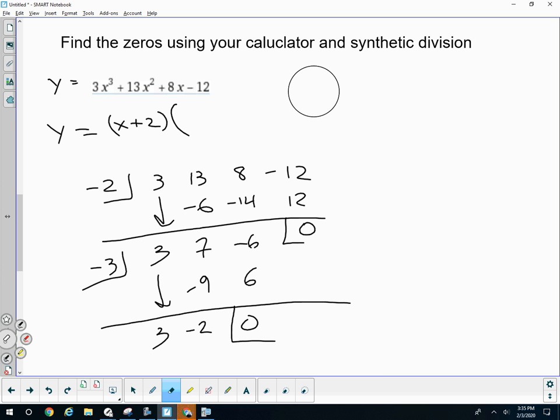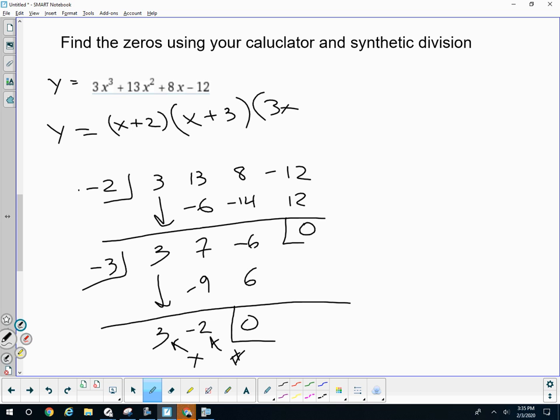I'd say these are the tough ones. We didn't even have this in our lesson. This is x plus 2. This is x plus 3. This is 3x minus 2. There's my fully factored form. That's the factored form. Find the zeros.